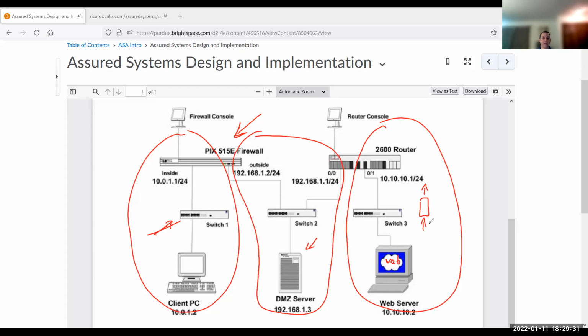Some packets are good, some packets are bad, right? That's it, at least for the purposes of this class. And so therefore, what we need to do is control these packets at these devices, whether at the firewall or at the router. Okay, guys? Now, what is the difference between a firewall and a router?